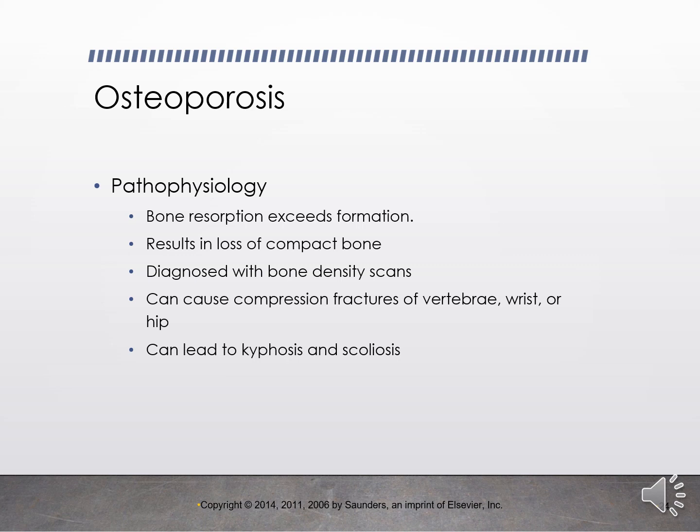Bone is continuously remodeled, and osteoporosis happens when bone reabsorption exceeds bone formation, so it leads to thin, fragile bones that are easily fractured. At first, there's no symptoms, but it can be diagnosed with bone density scans. Common fractures are of the vertebra and the hips.